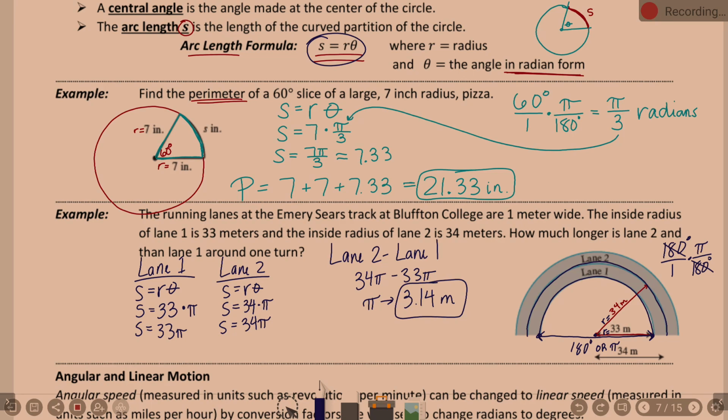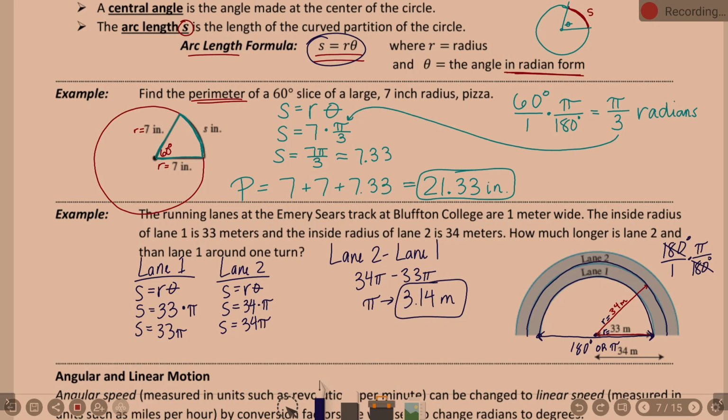We need to spend a little time with angular and linear motion. I talked yesterday about doing conversions where we did fractions, right? Where I said, okay, 1 degree is 60 minutes. You can cancel labels, right? We're going to use that seriously here.